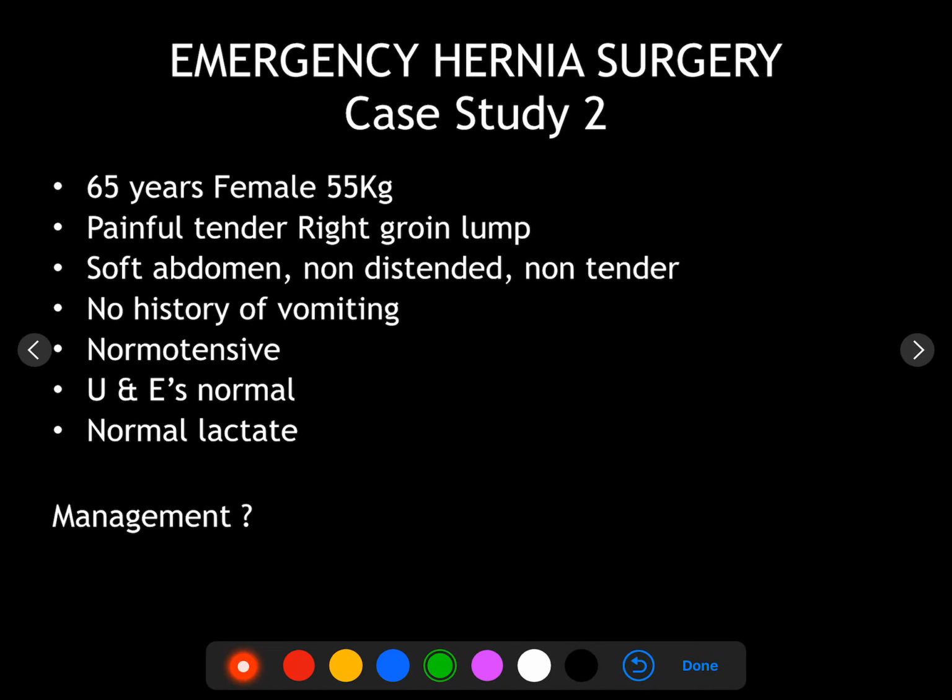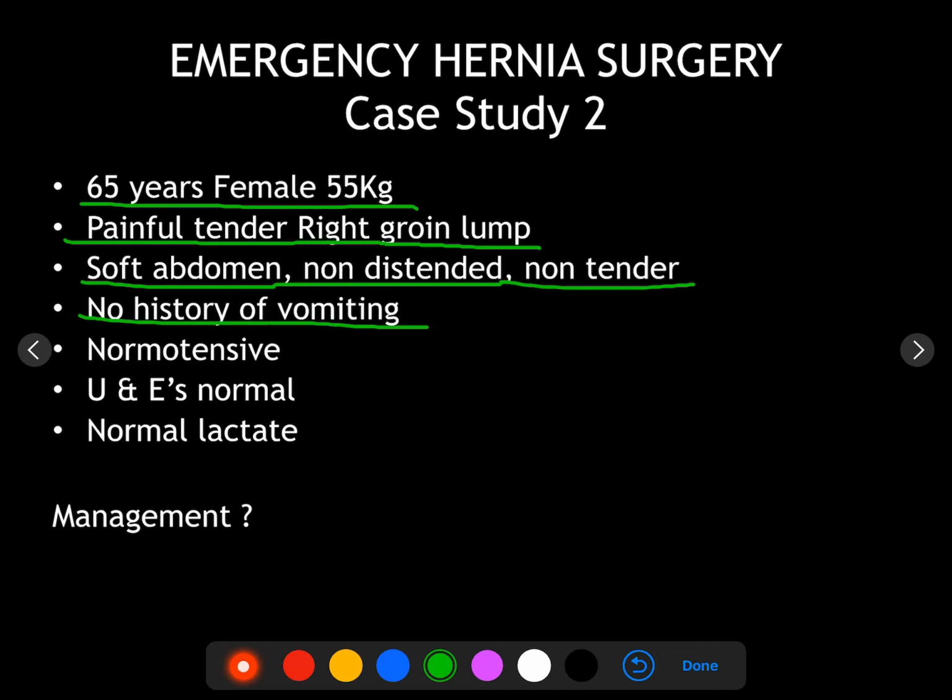الكيس الثاني 65-year-old female 55 kg in body weight presented with painful tender right groin lump. Abdomen is soft, not distended, not tender, no history of vomiting, normotensive, urea and electrolyte normal, normal lactate level. What is the differential diagnosis and what is the management?